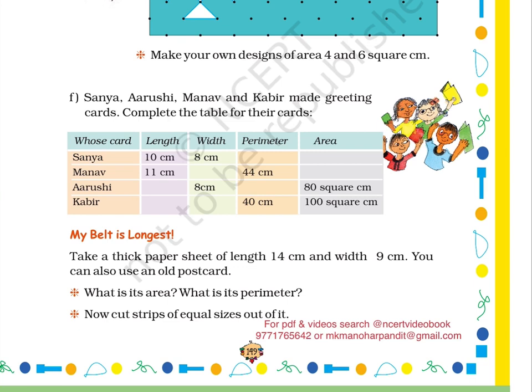Whose card? Arushi. Length dash. Width 8 centimeters. Perimeter dash. Area 80 square centimeters. Whose card? Kabir. Length dash. Width dash. Perimeter 40 centimeters. Area 100 square centimeters.